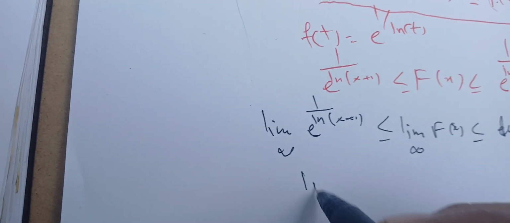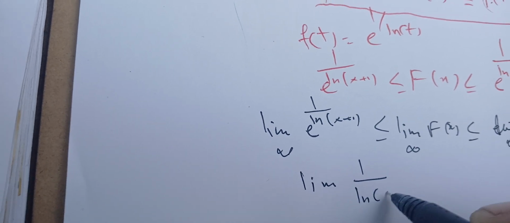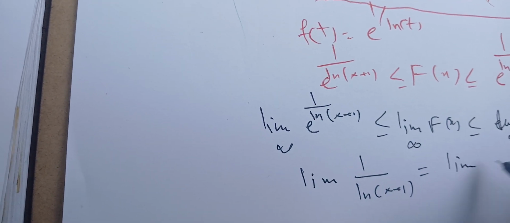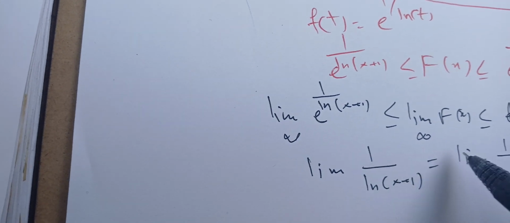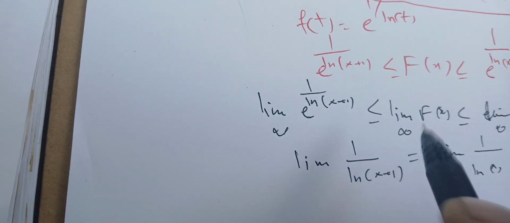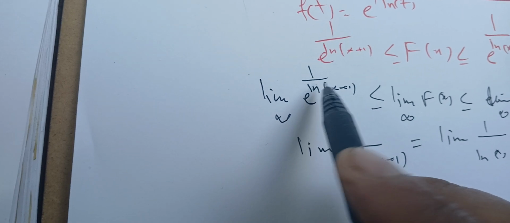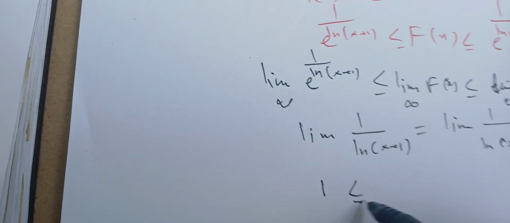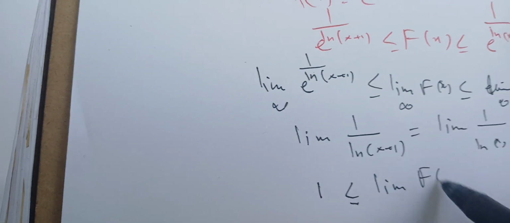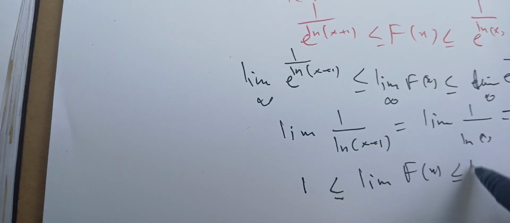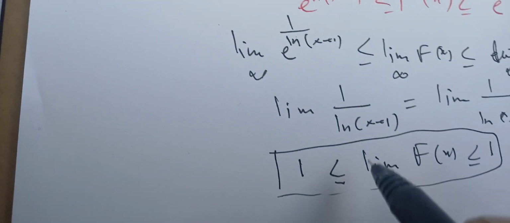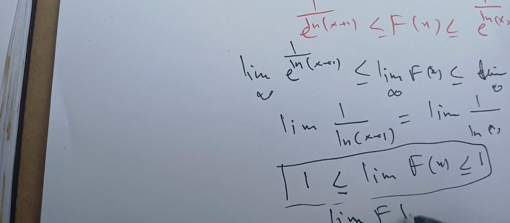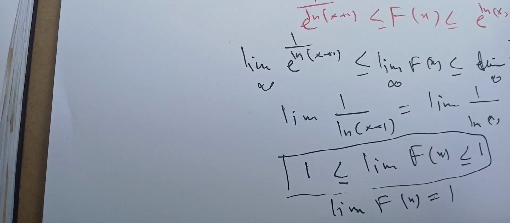And I know the limit of 1 over ln of x plus 1 is the same as the limit of 1 over ln of x. The limit of ln of x is infinity, and 1 over infinity is 0. So both of them are 0, and therefore when I take the exponential, I'm going to get 1. So this is 1 less than the limit of big F of x, less than 1, sorry. This is some kind of squeeze theorem. This means that the limit of big F of x as x goes to infinity is 1.